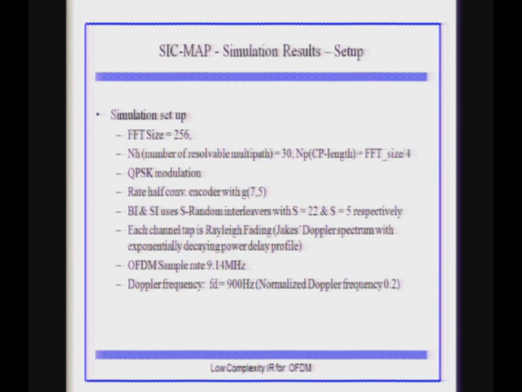And we talk about QPSK modulation and convolution encoder with this polynomial. And okay, now the randomness of the interleavers. They call it the S random interleaver, S being 22 and 5.